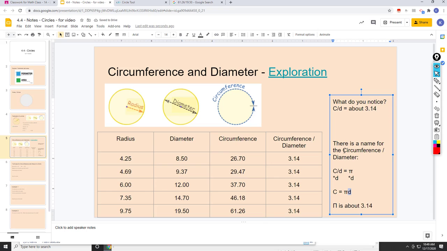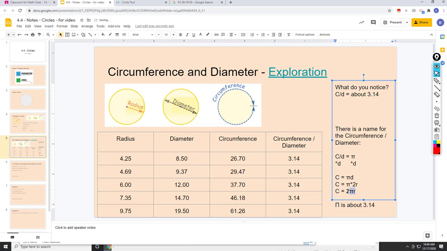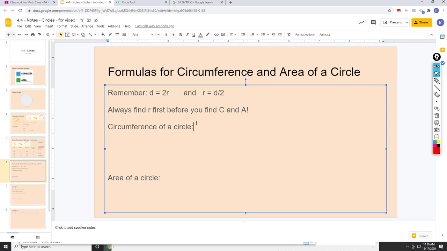And diameter is the same as 2 times radius. In other words, circumference is 2 times pi times r. On the MCAS, they like to use this formula, but that's where it comes from. Circumference is 2 times pi times r, because it's just pi times the diameter. So again, circumference of the circle is 2 pi r. The area of a circle is pi r squared.